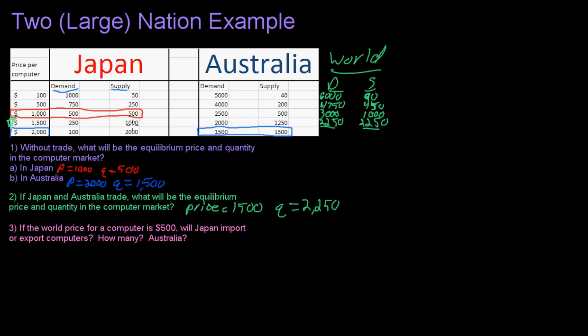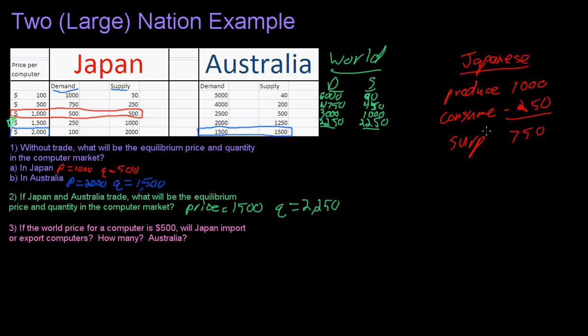So if we just take the difference for the Japanese, and I'll go ahead and do this in red up here, for the Japanese, they produce 1,000, and they consume, or they demand, 250. So if we just subtract those two, we get that they have an excess, or a surplus, of 750 computers.